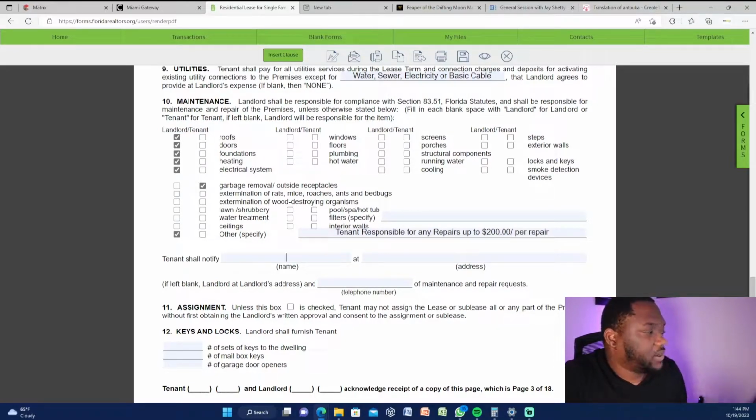Here, in the second part, you should put the landlord's information. They should notify the landlord at this address and at this phone number in case of anything that needs to be done or fixed.